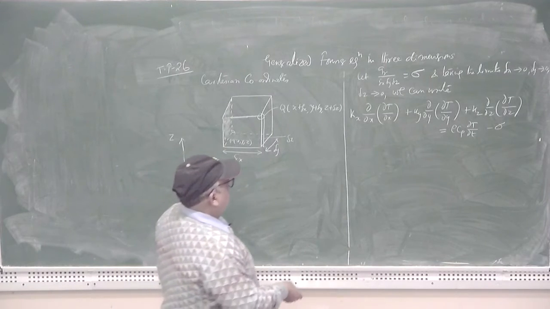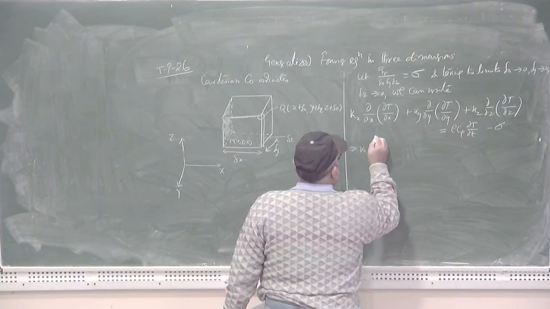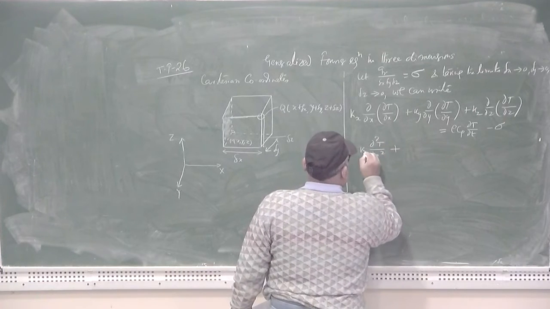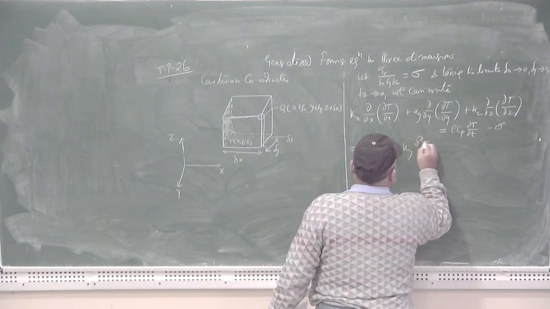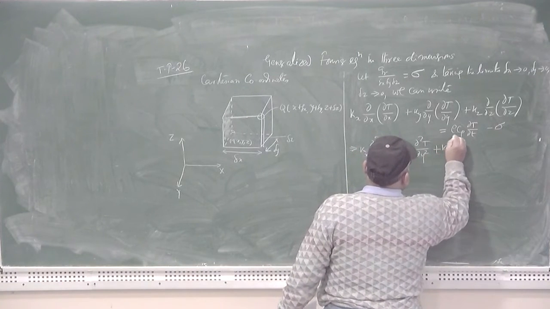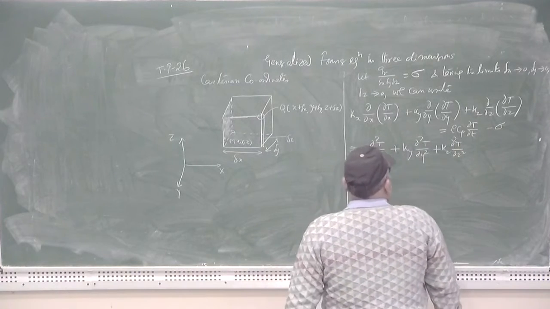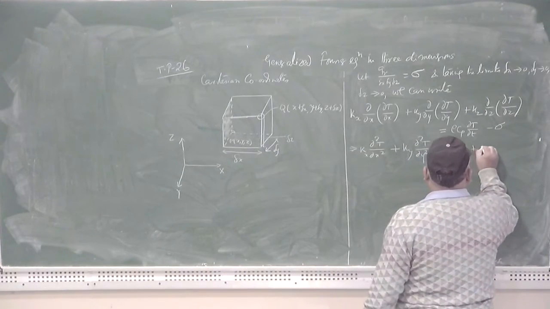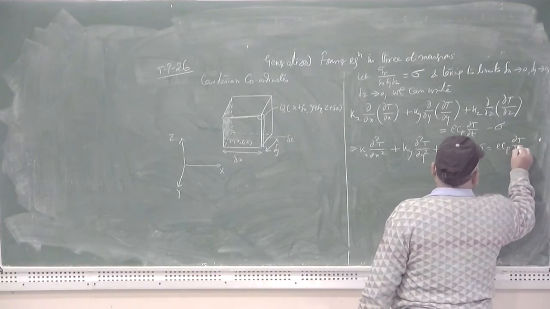Or write kx d2T upon dx2 plus ky d2T upon dy2 plus kz d2T upon dz2 plus sigma equal to rho Cp del T upon del t.